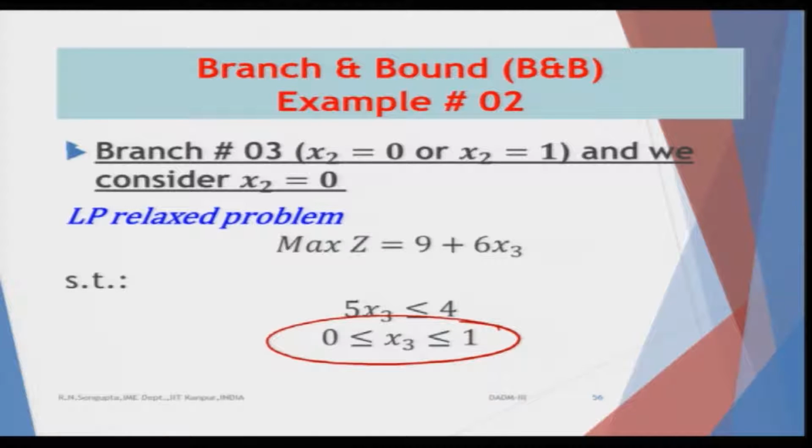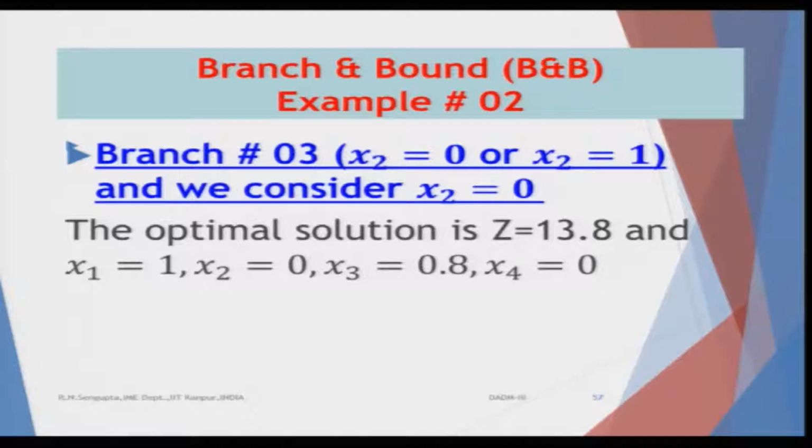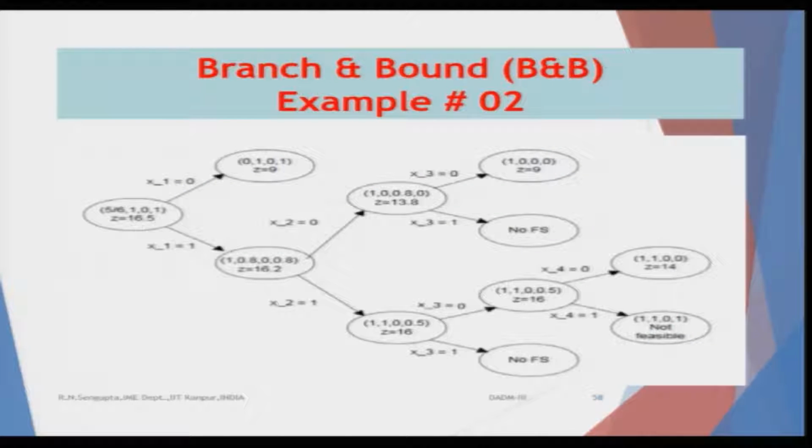Once we solve the problem, the optimum solution comes out to be x1 is 1, x2 is 0, based on the initial assumptions, x3 is 0.8, and x4 is 0. The actual answer to the problem is 13.8. Now, let us see where we are. With 13.8, where we have traversed is in blue.